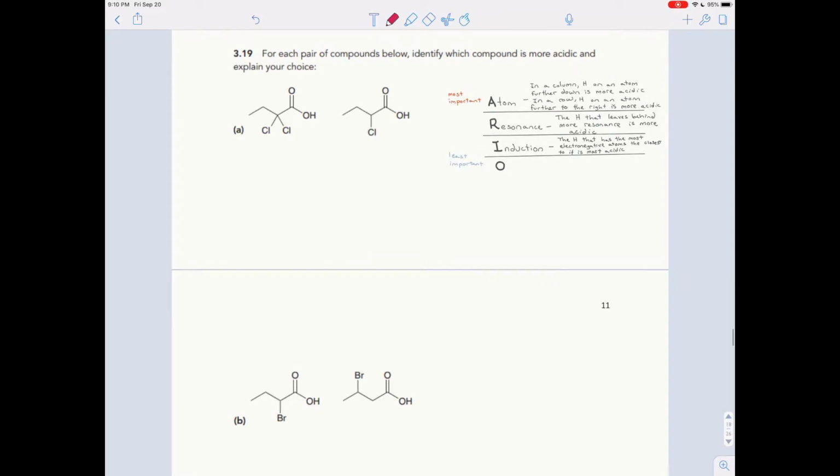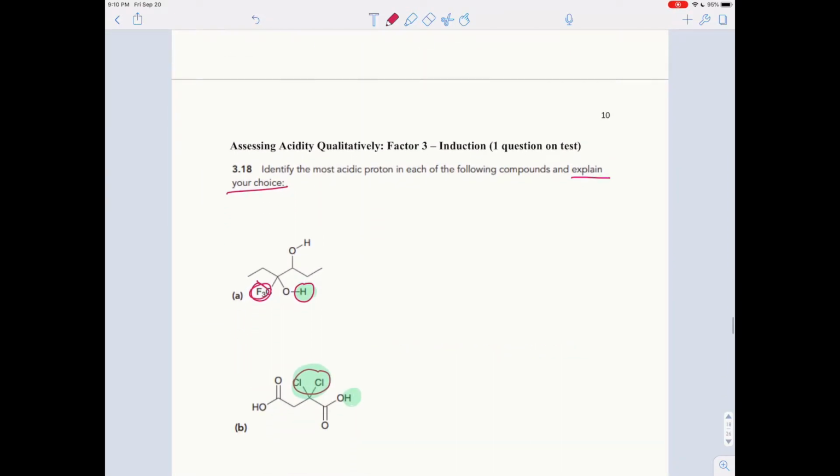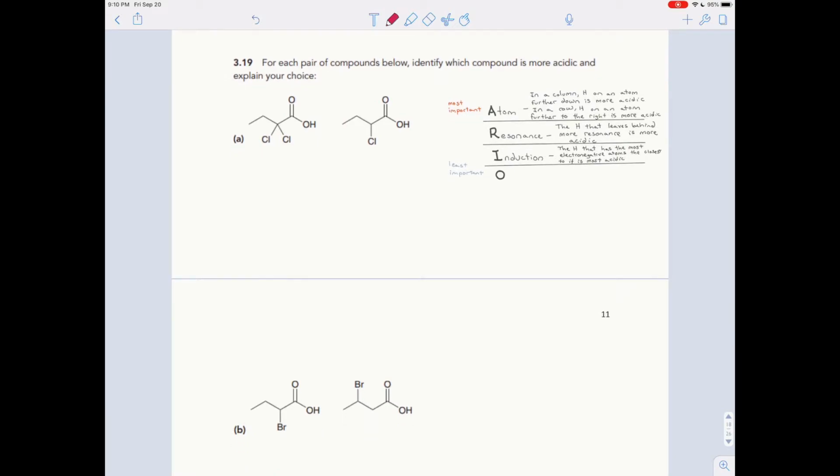Exercise 319 is very similar to exercise 318. It asks you to identify which compound is more acidic of two that they give you, and crucially, to explain your choice. And you'll explain your choice using these REO principles.